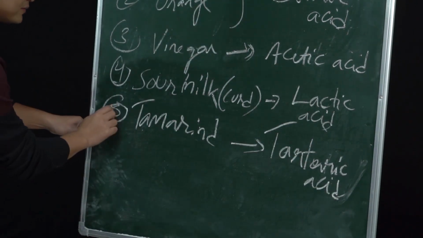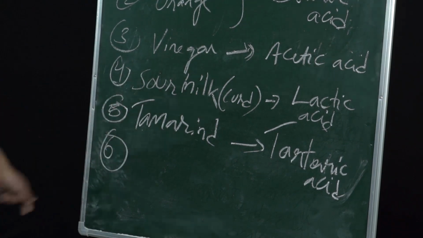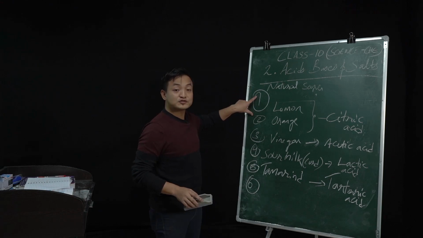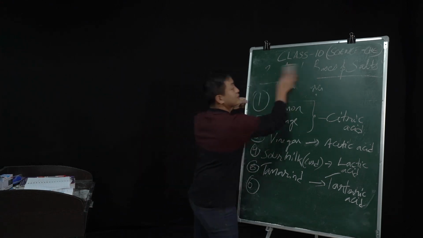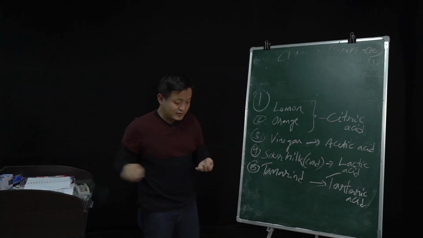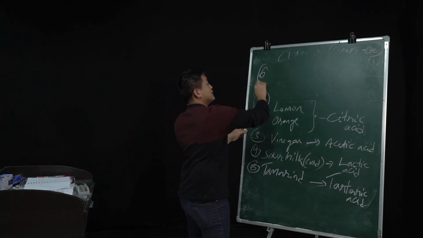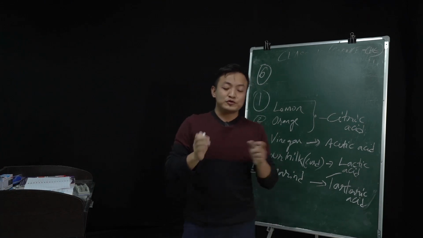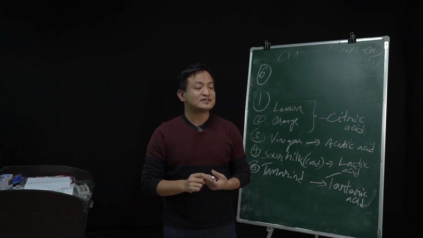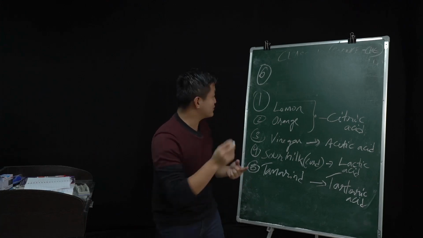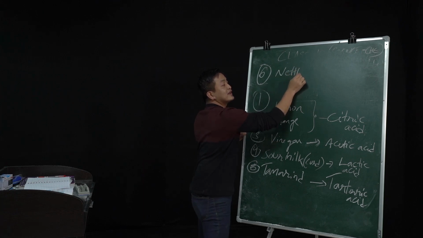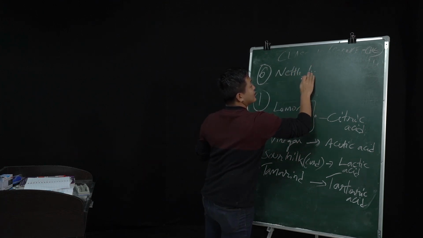Now the next one. Are you okay? So you're done with the first 5. I'll write here for the 6th one. The 6th one, I'm sure you have come across this plant, okay? The name of the plant is nettle, nettle leaf.